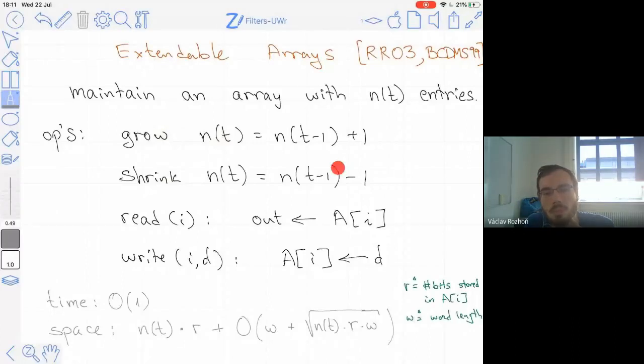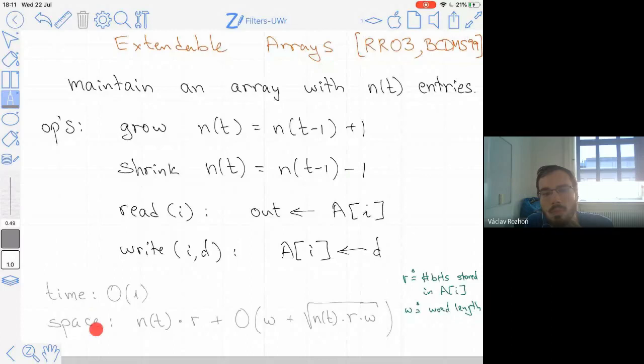And these data structures support operations in constant time, and the space they require is almost optimal, because it is n times r, where r is the number of bits in each entry of the elements. And then you have this overhead, which you can see is sublinear. Okay? Kind of amazing result.